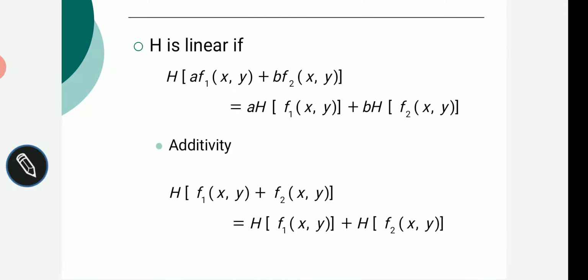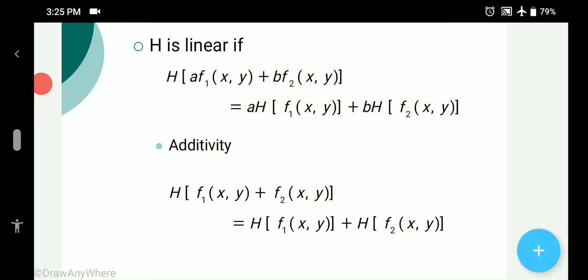Now let us see the relationship. If f1 of x comma y is an input and f2 of x comma y is another input, then h of a times f1 of x comma y plus b times f2 of x comma y, where a and b are constants, is equal to a times h of f1 of x comma y plus b times h of f2 of x comma y.